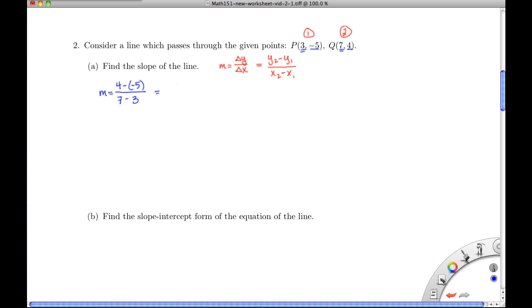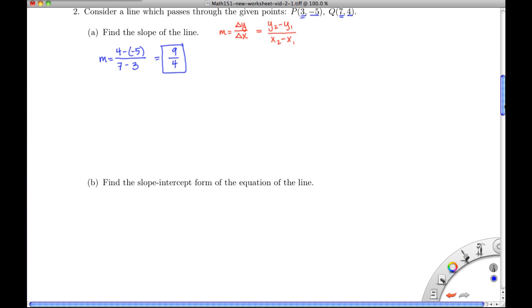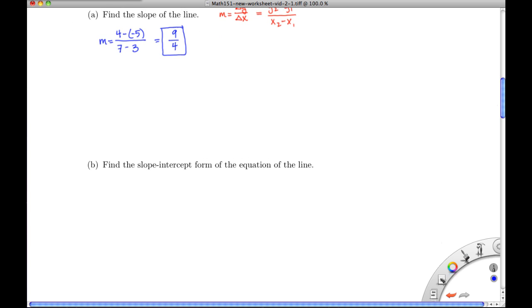And when we clean this up, we're going to have 9 up top, and then 4 in the bottom. So this would be the slope of our line, 9/4. Now, armed with this, in part B, we're asked to find the slope-intercept form of the equation of the line.